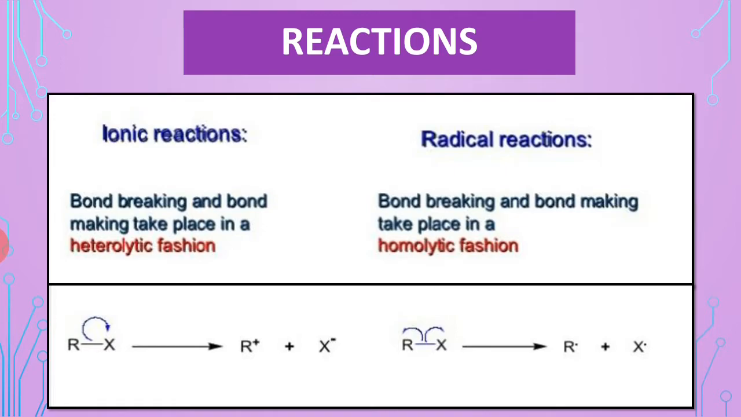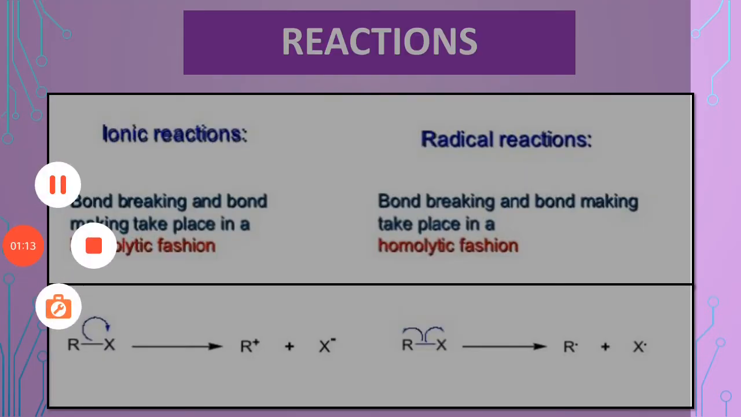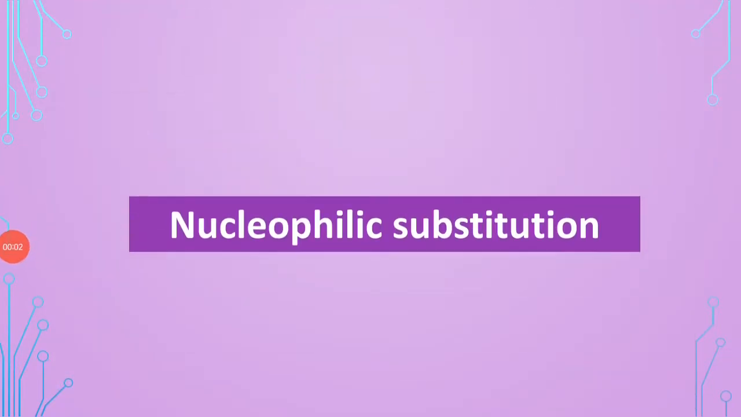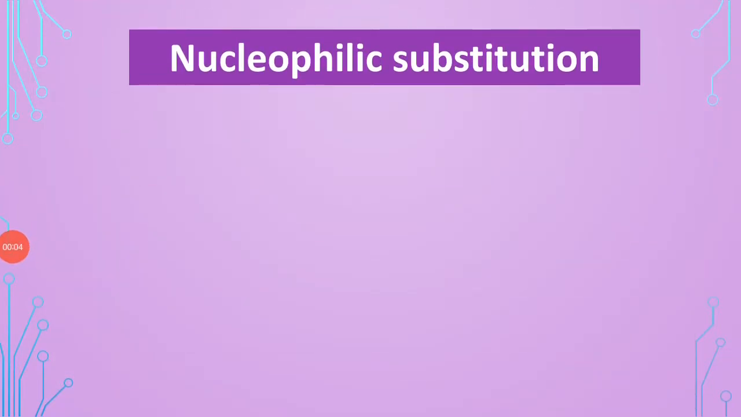Then radical reactions. Radical reactions mean the bond breaking and bond making take place in a homolytic fashion. Homolytic fashion means the breaking of a covalent bond in such a way that each fragment takes away one of the shared electrons, and hence there is a formation of radicals. Understood? Next, substitution reaction, that is nucleophilic substitution.